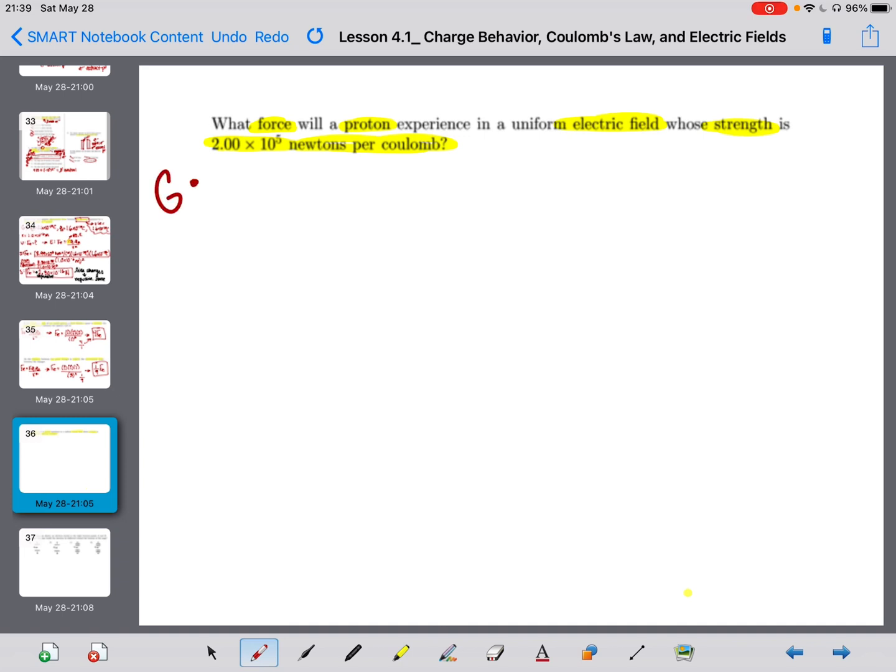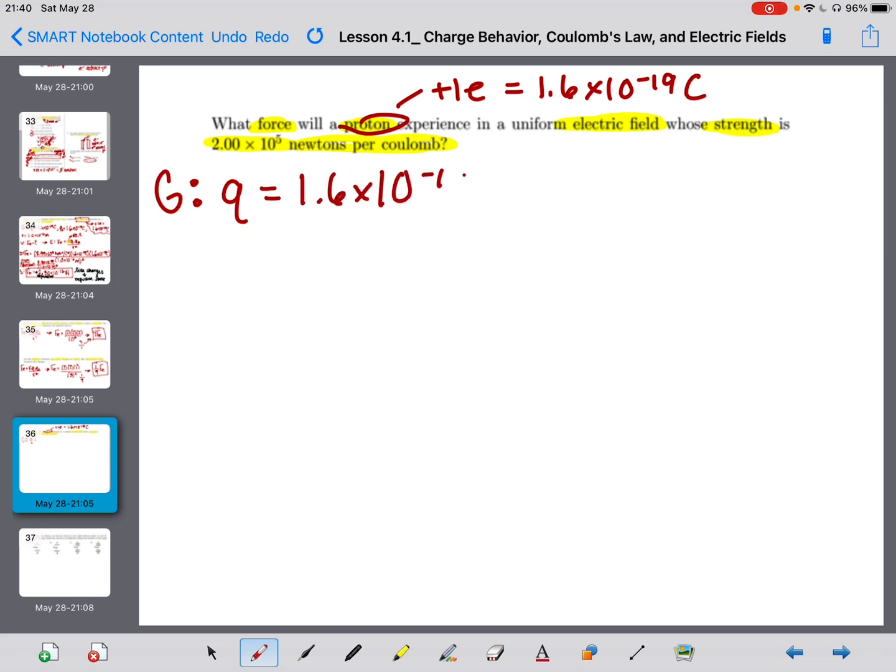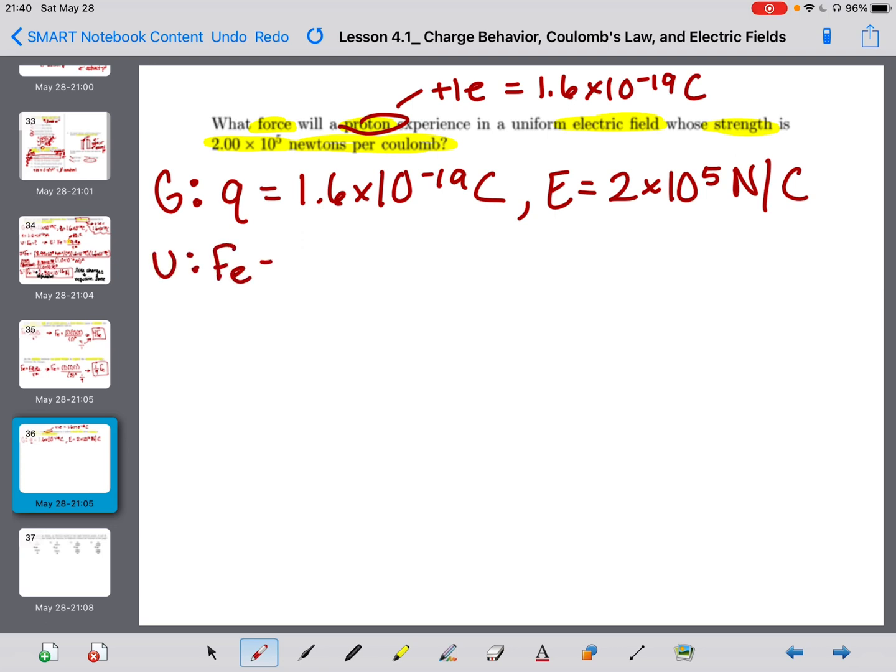So if we were to write out our GUESS method, our givens, well, we're working with a proton. We know that's positive 1 elementary charge, but that's also equal to 1.6 times 10 to the negative 19 coulombs. Remember, we can only use coulomb units when we use our formulas. So our givens would be that the charge is 1.6 times 10 to the negative 19 coulomb. Our electric field strength, which we denote as E, is 2 times 10 to the 5th newtons per coulomb. Our unknown is the electrostatic force.